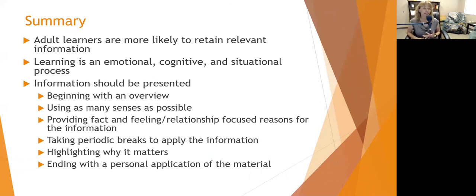Take periodic breaks to apply the information. Continue to regularly highlight why it matters throughout the group, and end by having clients do a personal application of the material. So, like I said 2 or 3 times, have them apply the information to something that already happened, and then have them extrapolate how it might be applicable next week or even this evening. And how can you use this, and how can you remember to use it?